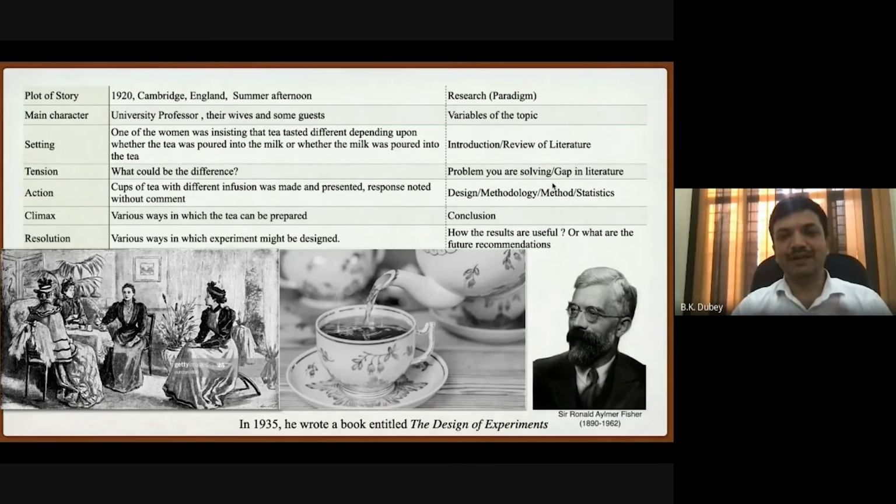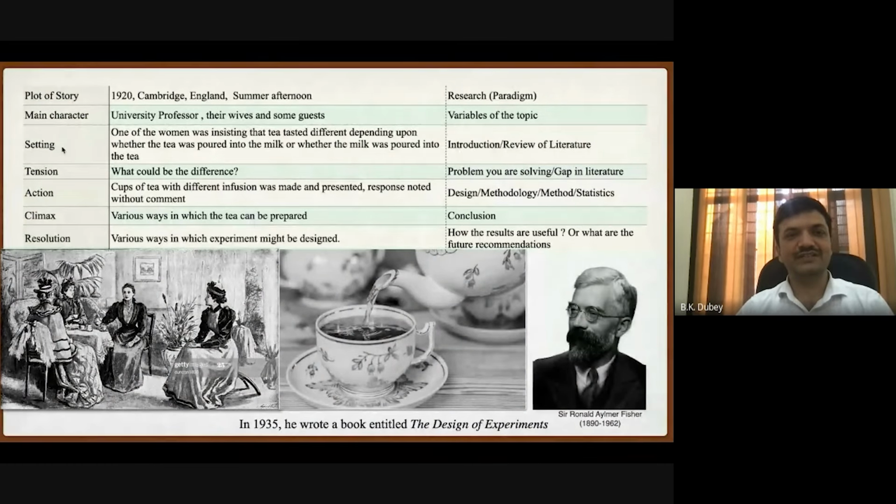And why I'm telling you this story: suppose I give you another example. You have seen filmmakers, producers and directors. Whenever they make a film, they have a plot of the story, that is, the central theme. Then they collect the main characters, that is, who is going to do what. Who will be the hero, who will be the actress, and who will be the villain, whatever it is.